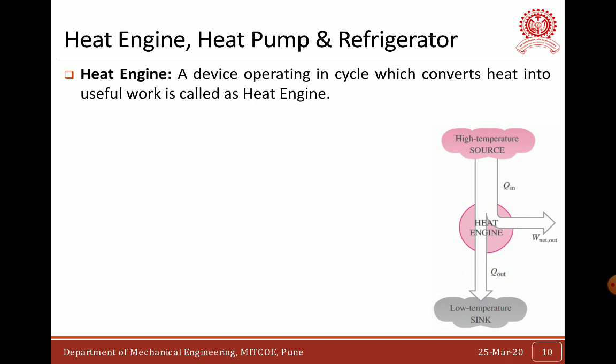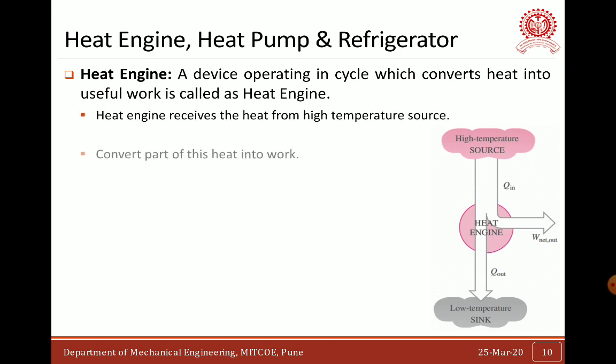According to the first law of thermodynamics, all forms of energy are convertible from one form to another. But according to the second law of thermodynamics, it has some limitation. Here in the diagram, you can see the high temperature source and the low temperature sink. Q in, heat is taken from the high temperature source and some part of this heat is converted into useful work, W net, that is the output, and the remaining part of the heat is rejected.